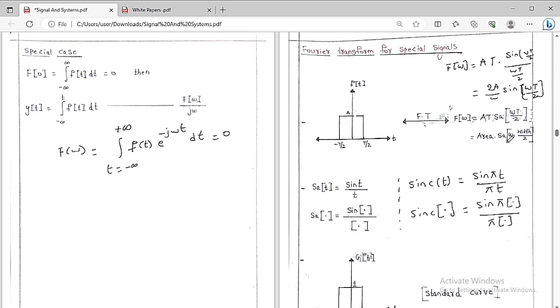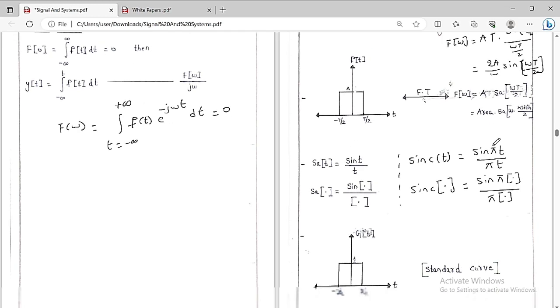So I've already told you, Sa of a dummy variable is equal to sine of the dummy variable by the dummy variable. With the help of that, we can get sine of omega t by 2 by omega t by 2. So here t cancels and the 2 goes upward. We're going to get 2a by omega into sine of omega t by 2. So this is the actual expression that we can get. These things you always have to keep in your mind.